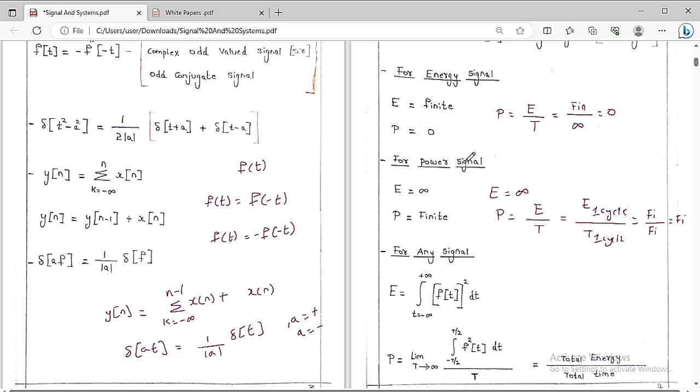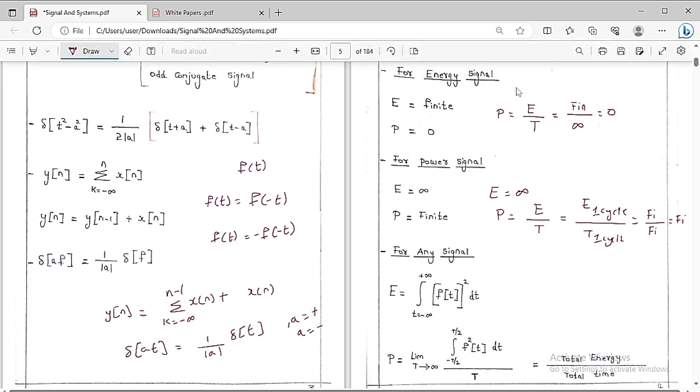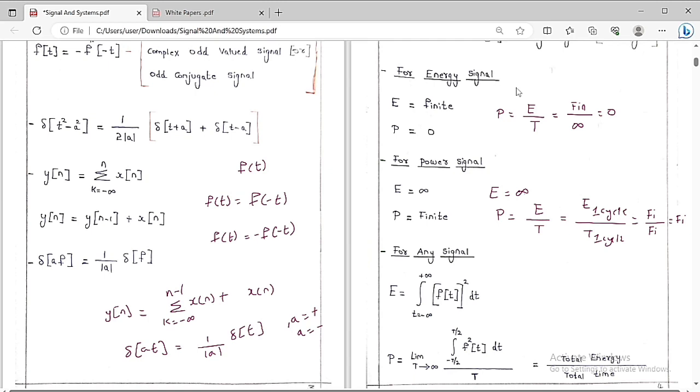So therefore we can say finally for an energy signal, the energy is a finite value and the power is equal to 0. For a power signal, the energy is equal to infinity and the power is equal to finite. So I can say it in another fashion: if a signal f of t is present for only finite time, then we can say it is an energy signal by default, because energy is finite and power is equal to 0. But if a signal is a periodic signal, then by default it is a power signal, because energy is infinity and the power is finite.